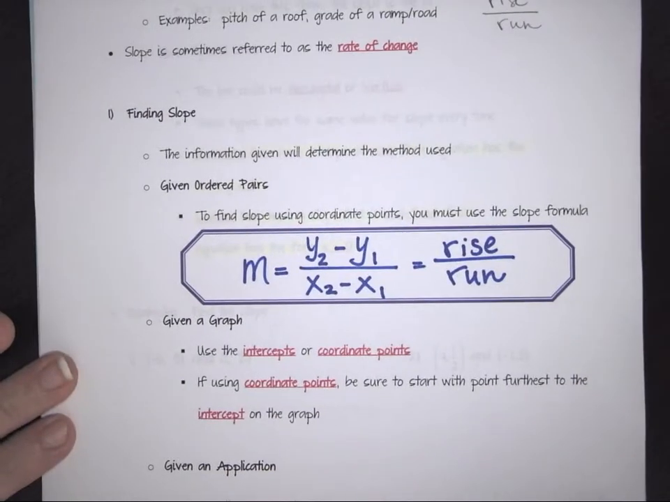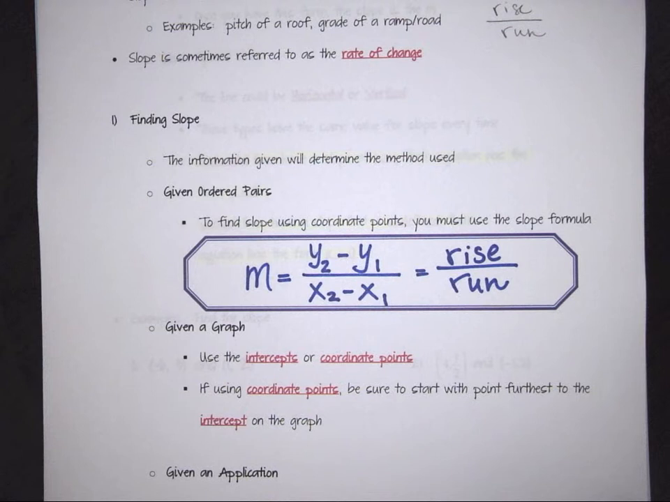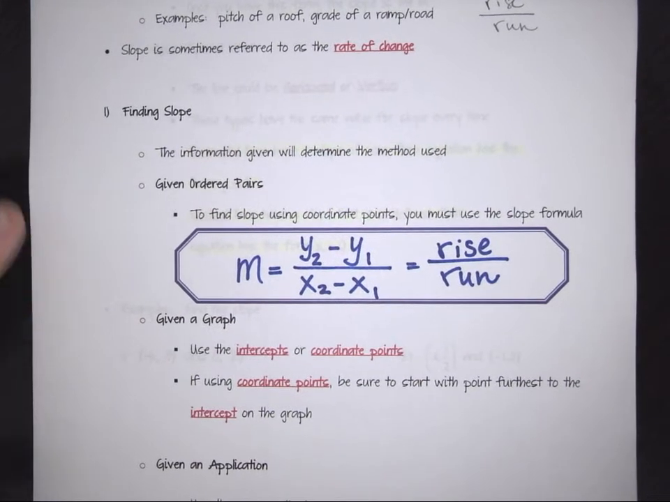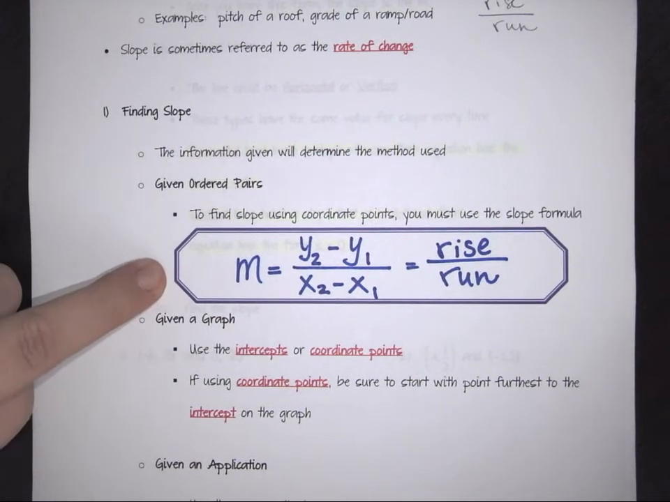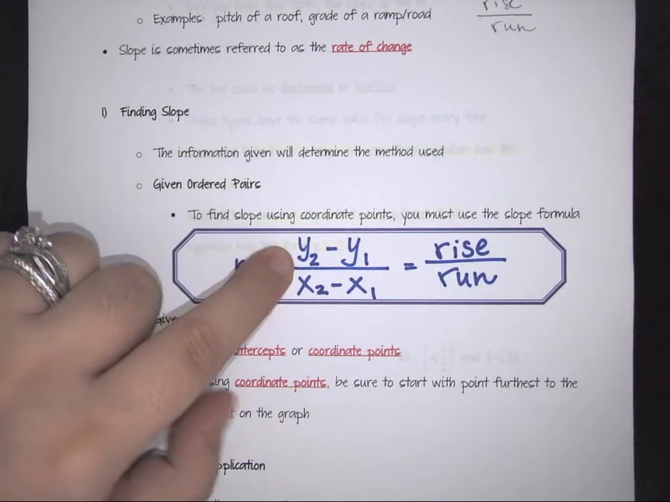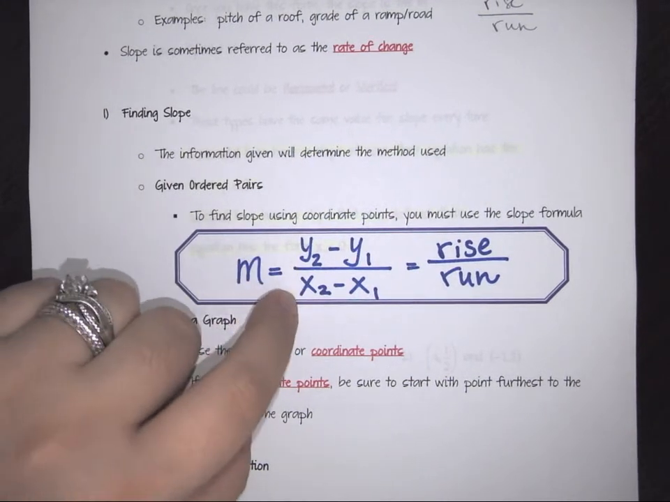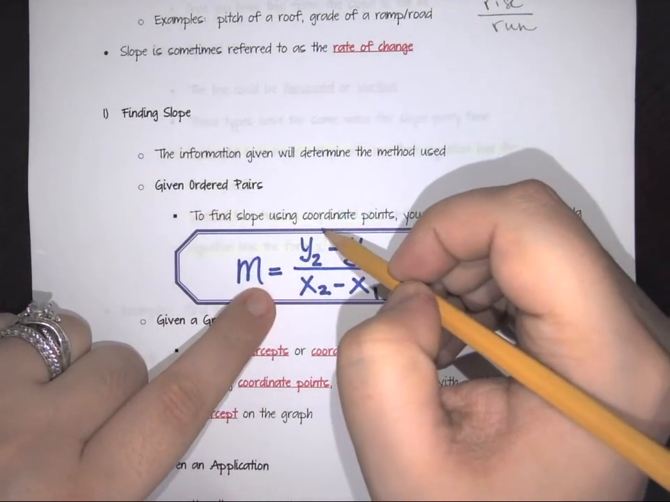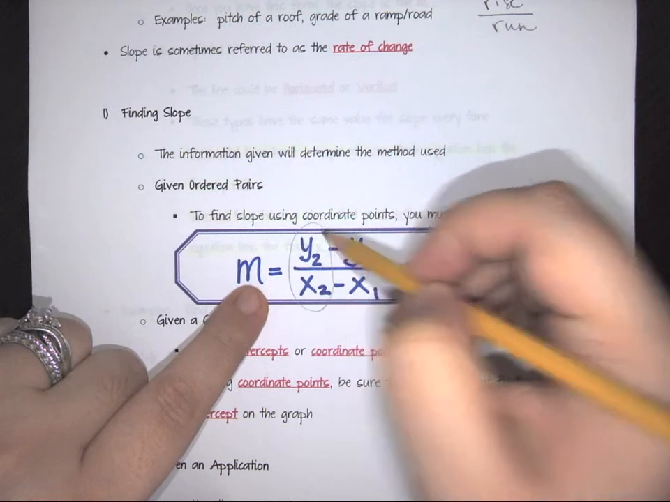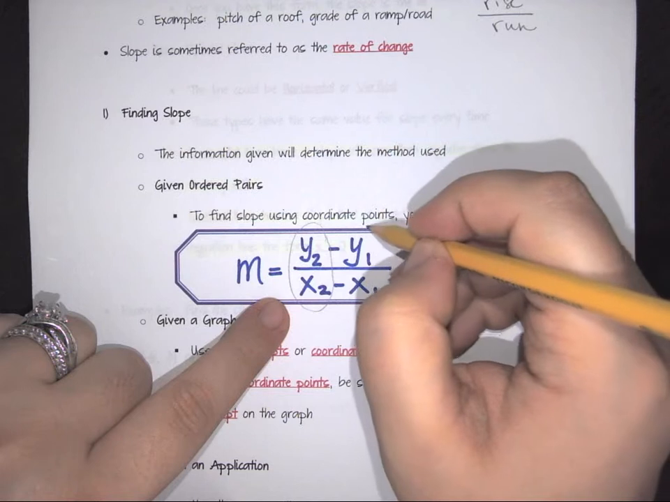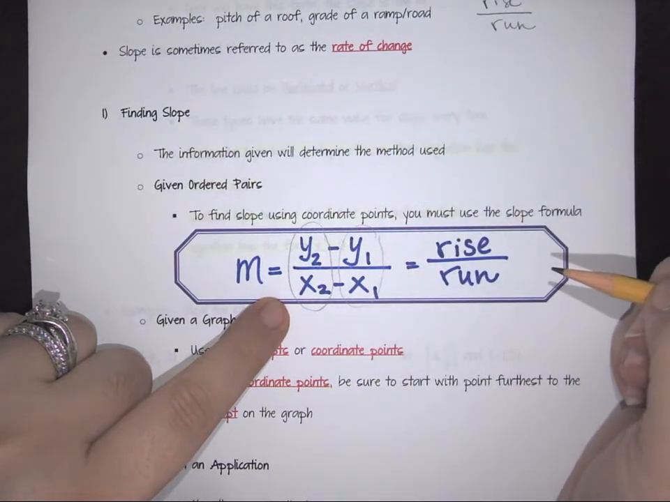When we're trying to find slope, we have many different ways that we can attack the problem. The first is we could be given an ordered pair. Given an ordered pair uses what's called the slope formula. Change in y means y2 minus y1 over x2 minus x1. So if you look, y2 and x2, this right here would be your ordered pair. And then you have y1, x1, that would be your ordered pair.